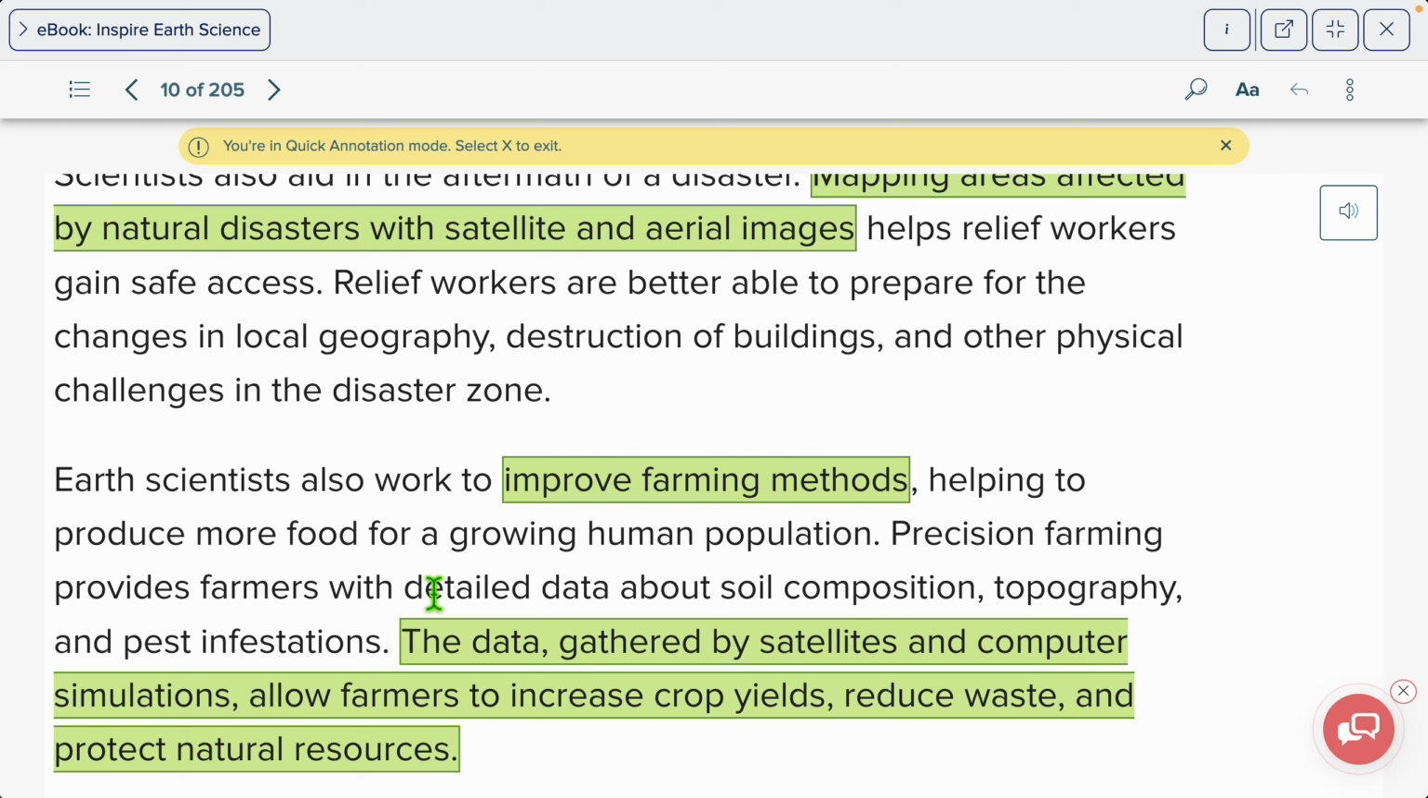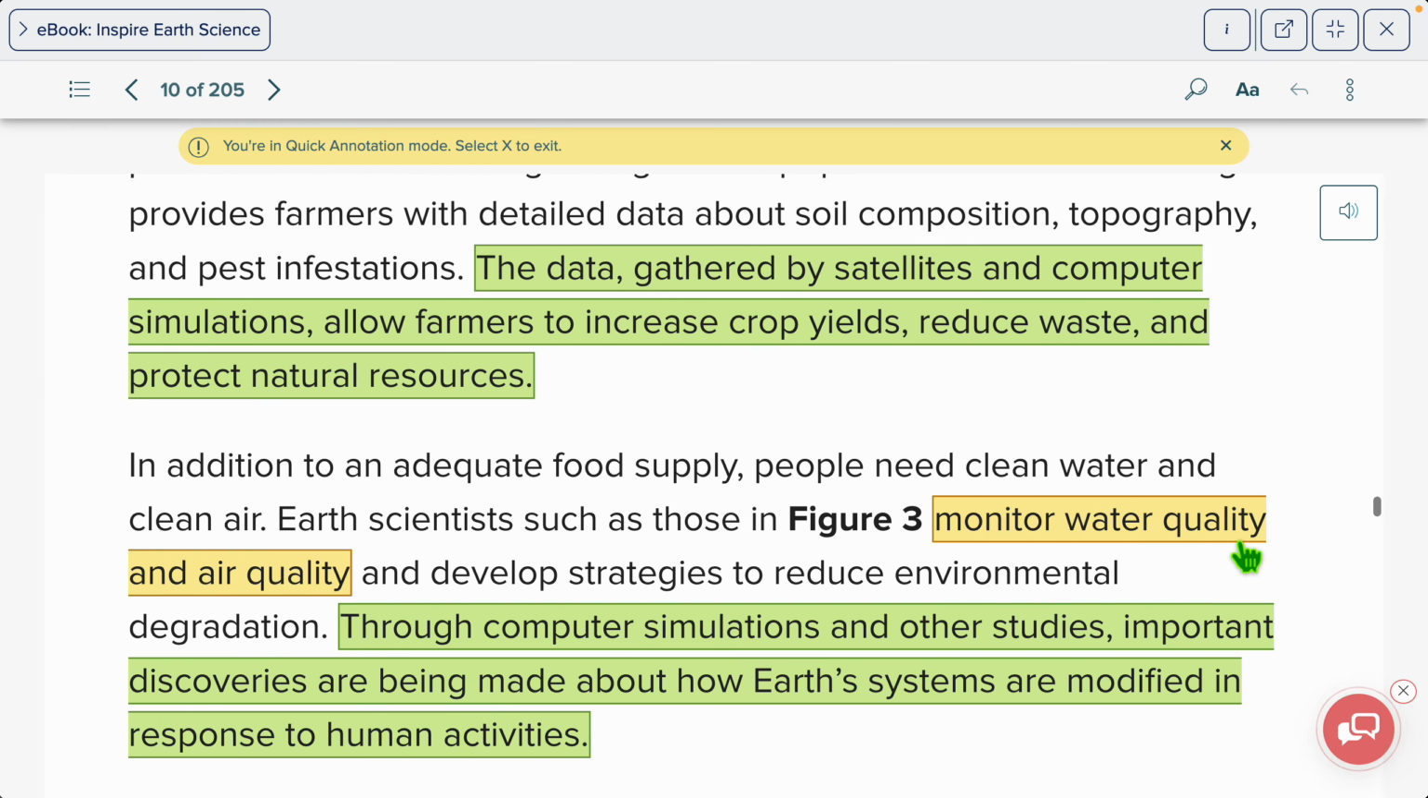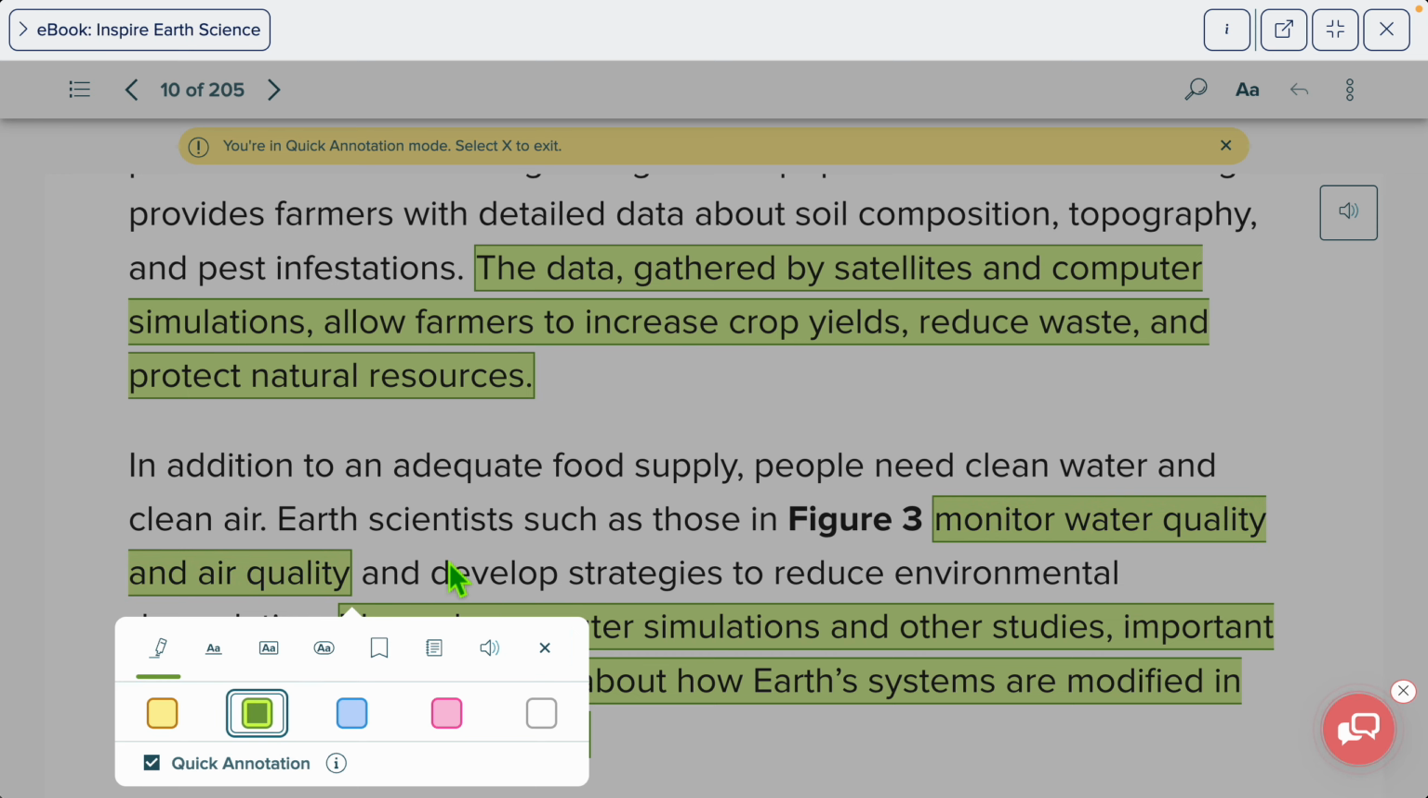Precision farming provides farmers with detailed data about soil composition, topography, and pest infestations. The data gathered by satellites and computer simulations allow farmers to increase crop yields, reduce waste, and protect natural resources. So you could use that as an example, just saying improving farming methods, collecting data about soil composition, so moisture, soil nutrients, etc. All of that could be part of your answer for that. I need to change the color for that one too.